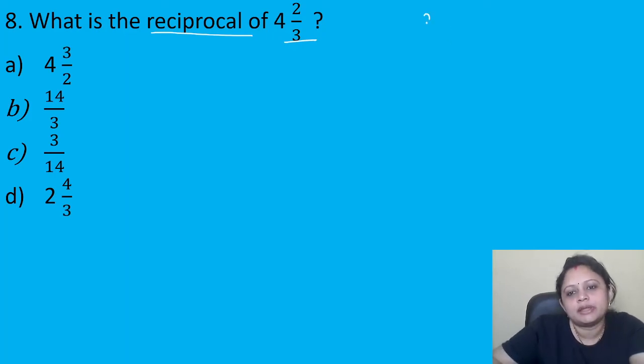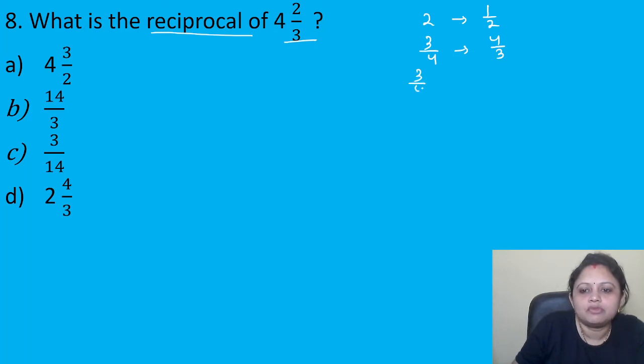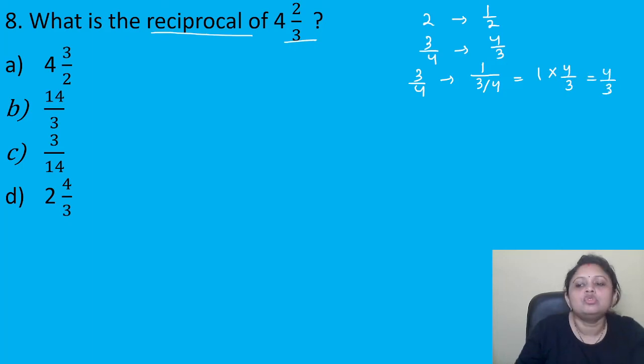Okay, suppose I am taking 2, then its reciprocal will be 1 by 2. If I am taking 3 by 4, the reciprocal will be the opposite one, that is 4 by 3. How is it coming? Reciprocal means 1 by that number. So if I want to find the reciprocal of 3 by 4, it will be 1 divided by 3 by 4, that is equal to 1 into 4 by 3, that is equal to 4 by 3. Or simply you can remember it like this.